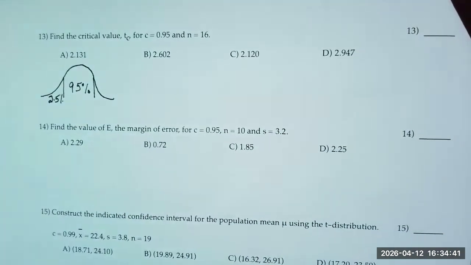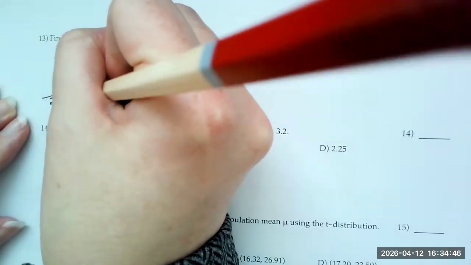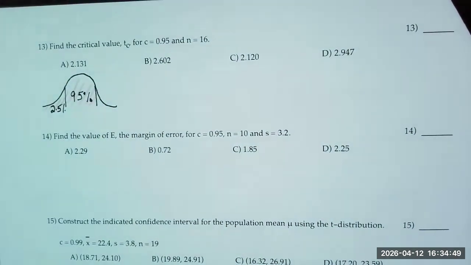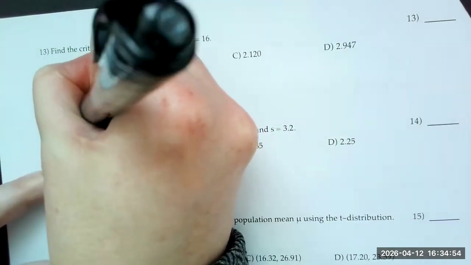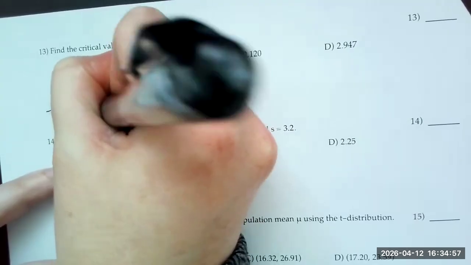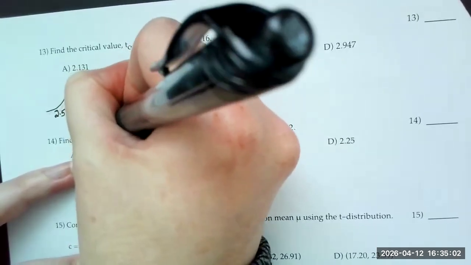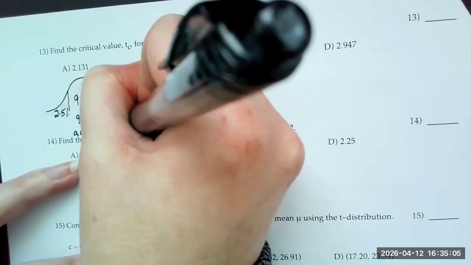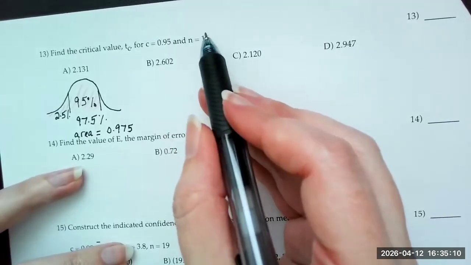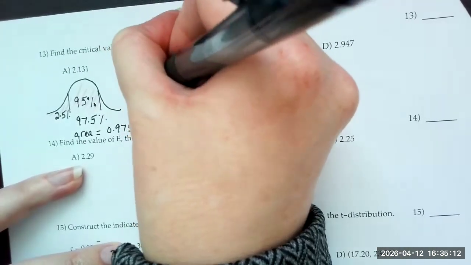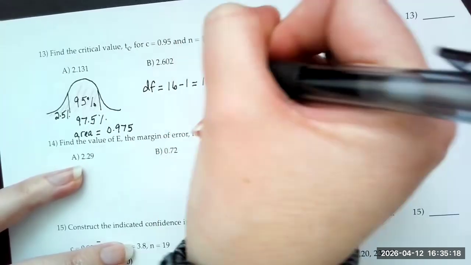So I only want to include the one tail on this side, and then the confidence interval, we're going to exclude the second tail. So that would be 97.5%. But as an area, we'll write that in decimal form as 0.975. And then degrees of freedom, again, that's going to come from taking the n minus the 1. So we'll use 15 for the degrees of freedom.